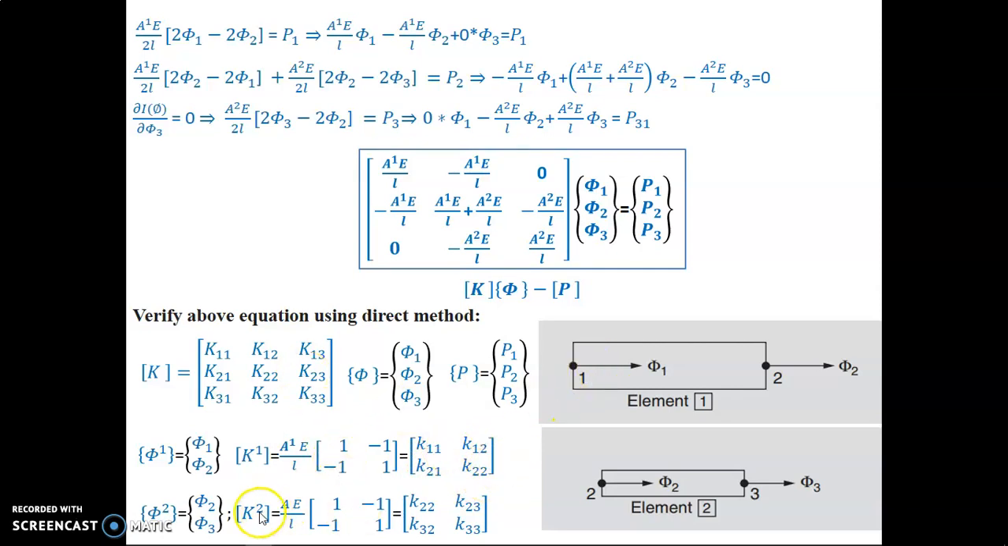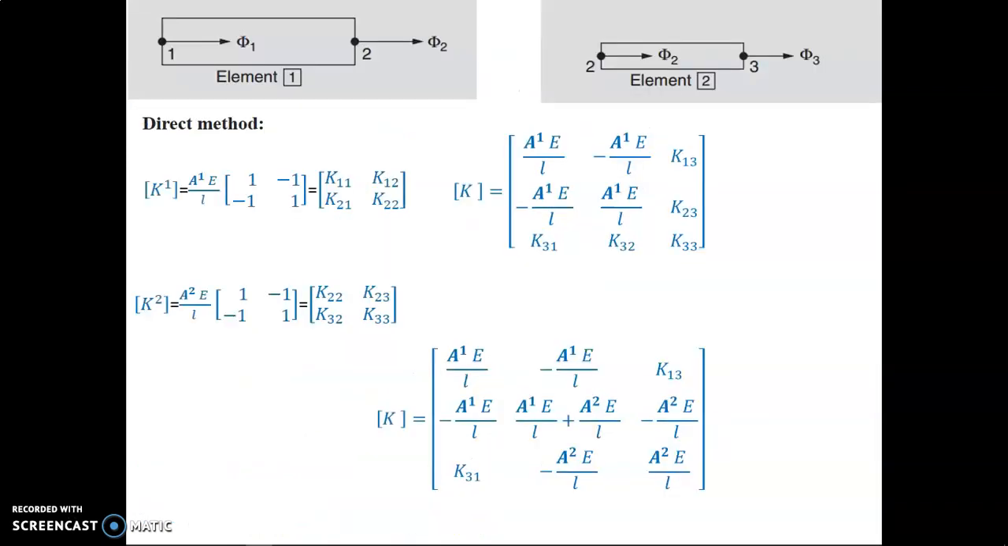Similarly, we can define the stiffness matrix for the second element, which is connecting the second and third node. Now let us assemble these individual stiffness matrices into the global stiffness matrix. So for the first element, we are getting the contribution from K11, K12, K21 and K22. So in the global stiffness matrix, we will be filling the first square matrix. For the second element, we are getting the contribution towards the 2, 2, 2, 3, 3, 2 and 3, 3 term.